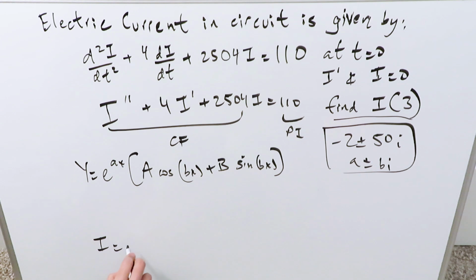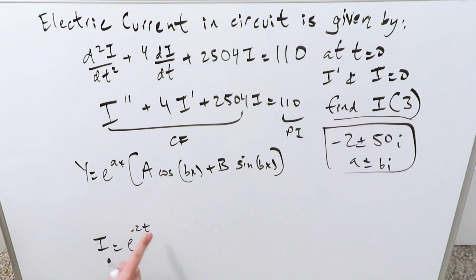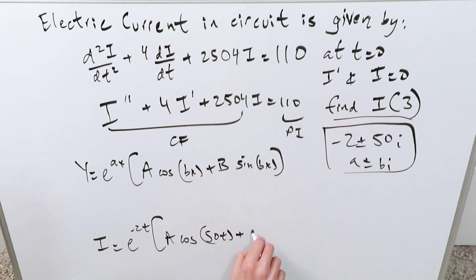You have I is equal to e^(ax), which is e^(-2t), because your variables are I and t, not y and x, then you have A cos(50t) plus B sin(50t). This right over here represents your complementary function and it should be correct.